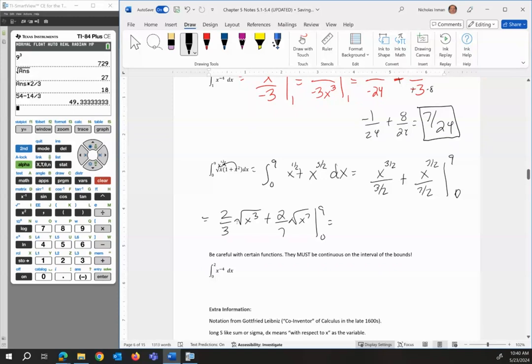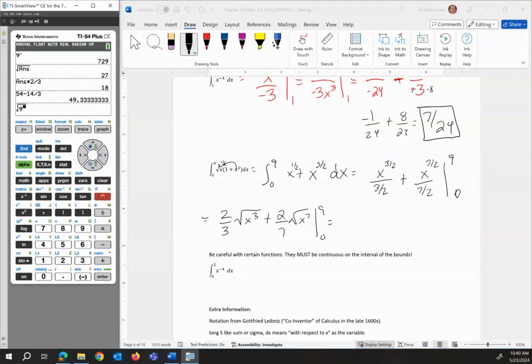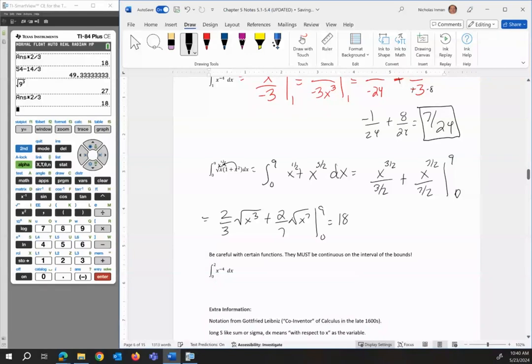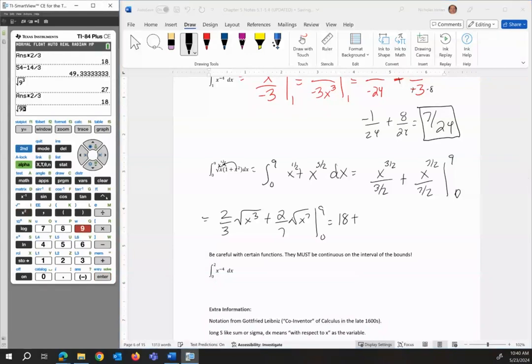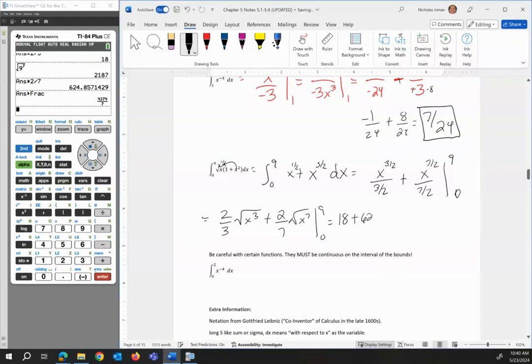So I plugged in 9. The square root of 9 cubed is 27 times 2/3, 18, plus the square root of 9 to the 7th, yikes, times 2/7. So a wonderful fraction. I think we can probably leave that as a decimal. 624.857.